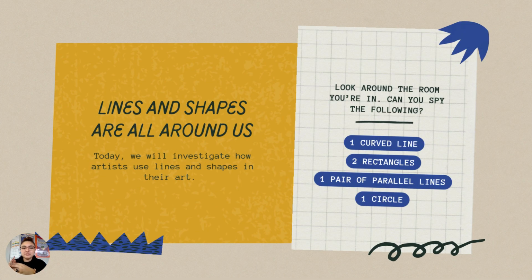Obviously, they're all around us. So look around the room really quickly, just take a quick glance, maybe 2 seconds. I want you to think about if you can find a curved line, two rectangles, a pair of parallel lines, and a circle. Take some time to think about it. You've got time.